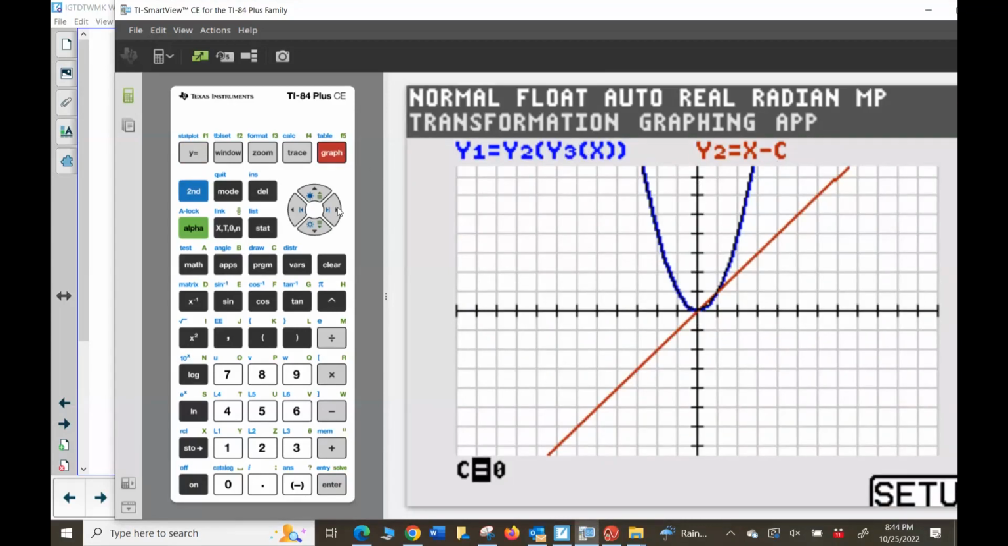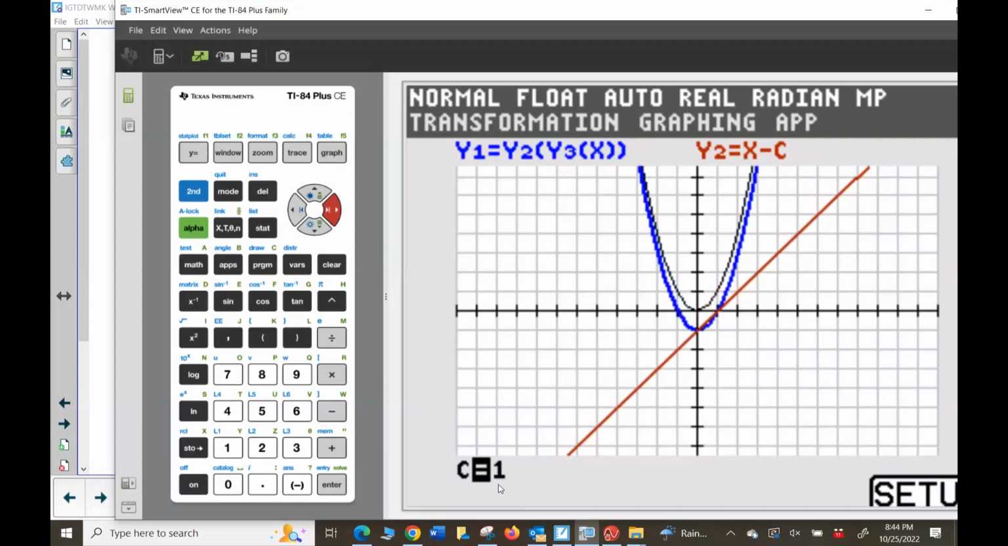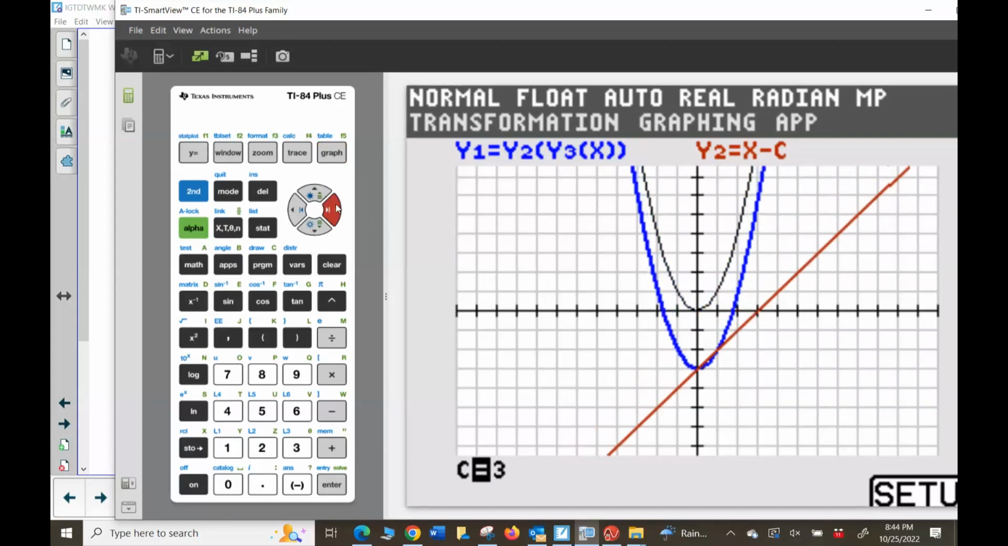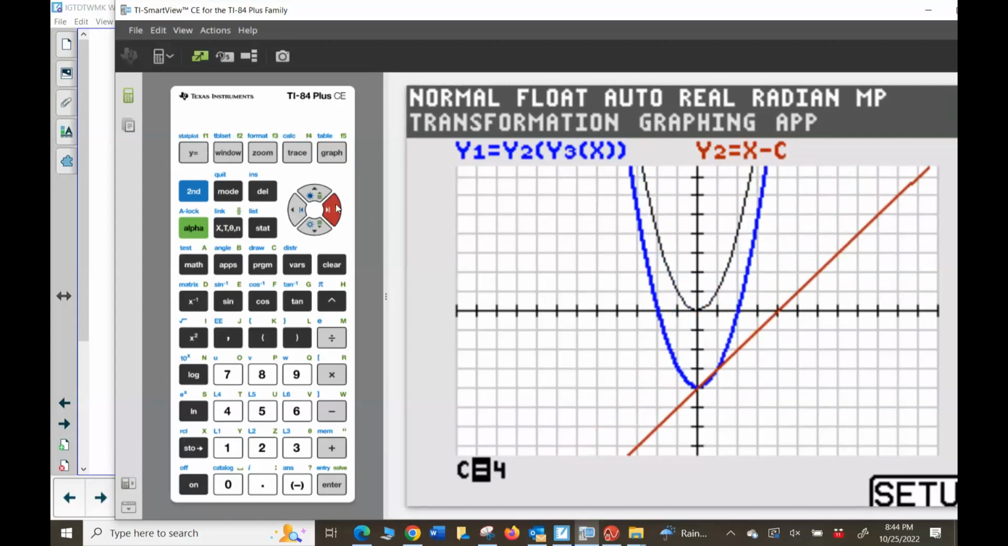So I'm going to go ahead and increase the value of c one time. So I'm going to press the right arrow. And now c increases to 1. Notice the parent function is still in this skinny black. The transform function is y2 of y3, and this is x minus 1. I'll increase it to c equals 2, to c equals 3, to c equals 4.